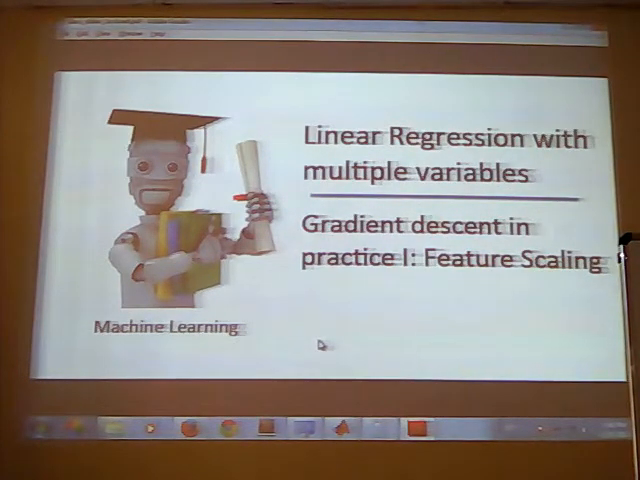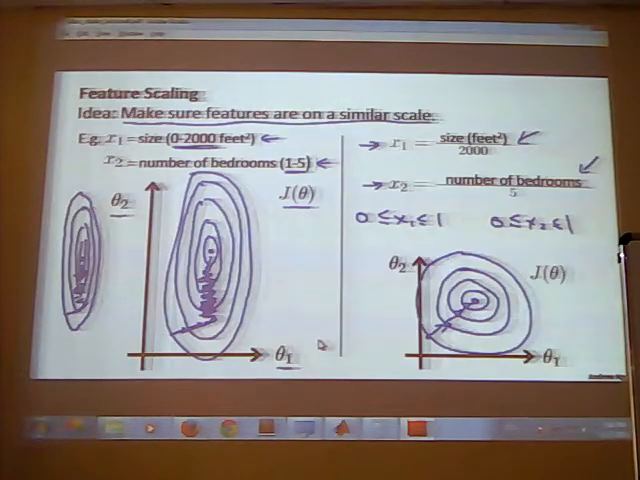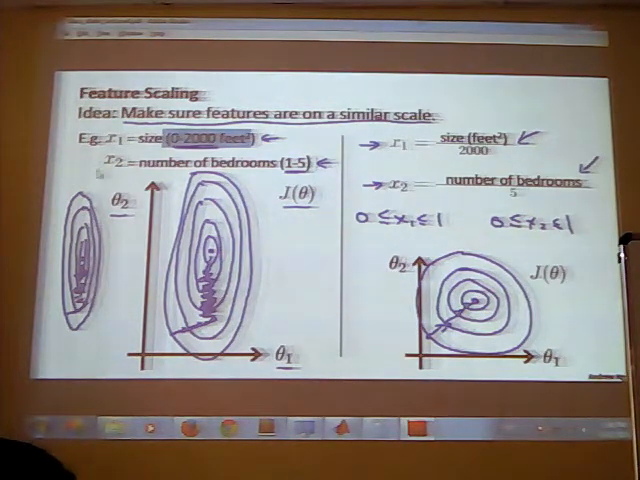Now we will study feature scaling in gradient descent. The idea behind feature scaling is that we need to make sure features are on a similar scale. Say we have one feature x1 equal to the size of the plot, which ranges from 0 to 2000 square feet. So this is our one feature. And say we have another feature x2, the number of bedrooms, which ranges from 1 to 5. So we have two features.